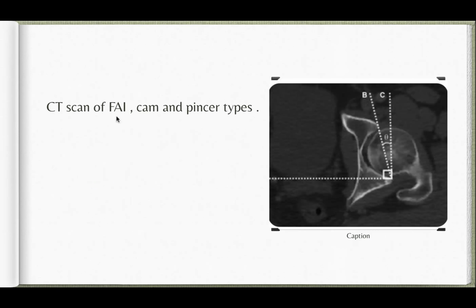CT scan of femoroacetabular impingement, where CAM and pincer types. CAM type is the asymmetrical attachment of the femoral head into the acetabulum, whereas pincer type is the over coverage of the acetabulum onto the femoral head. Both the types can be seen in the FAI.